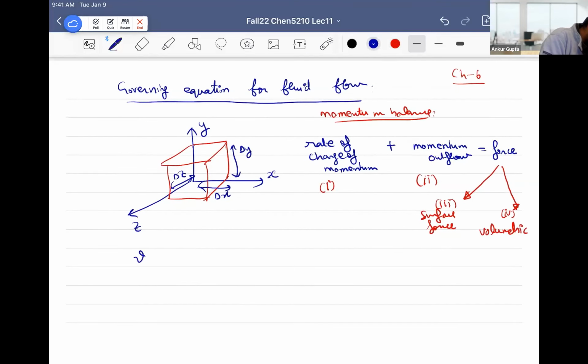So we'll focus on the Vx direction. So balance in the x direction. So let's say balance in x direction.